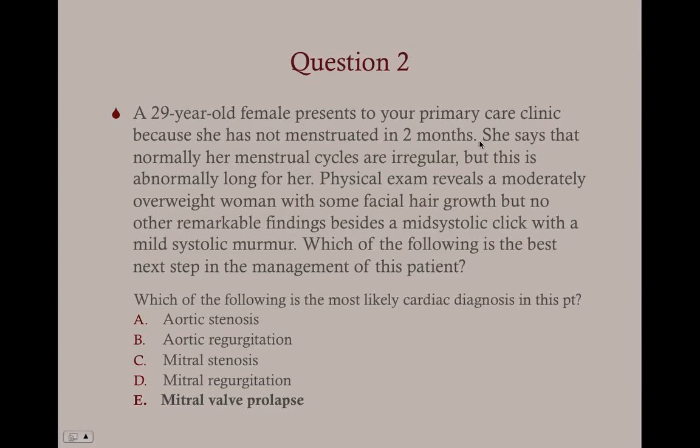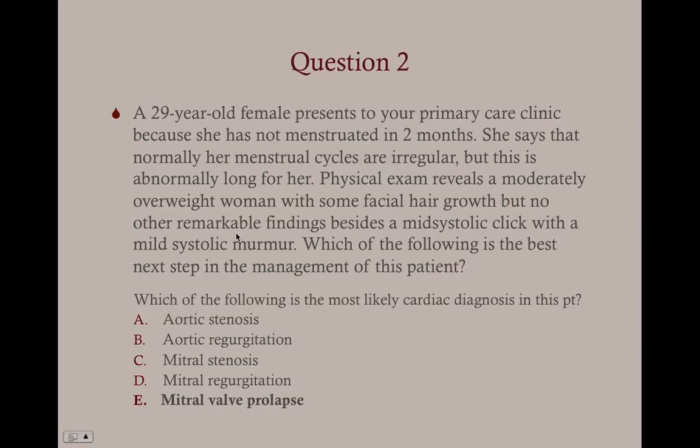And so this is a patient that, if this was an OBGYN question, and it was asking you what the workup would be, if she didn't have the click, you're going to want to get an ultrasound in this patient, because she could have abnormal menstrual cycles because of her polycystic ovarian syndrome, or she could have abnormal menstrual cycles because she's pregnant.